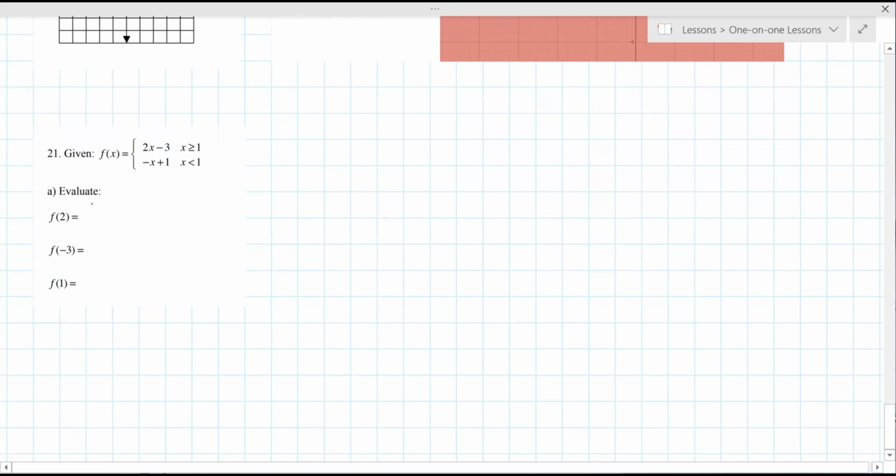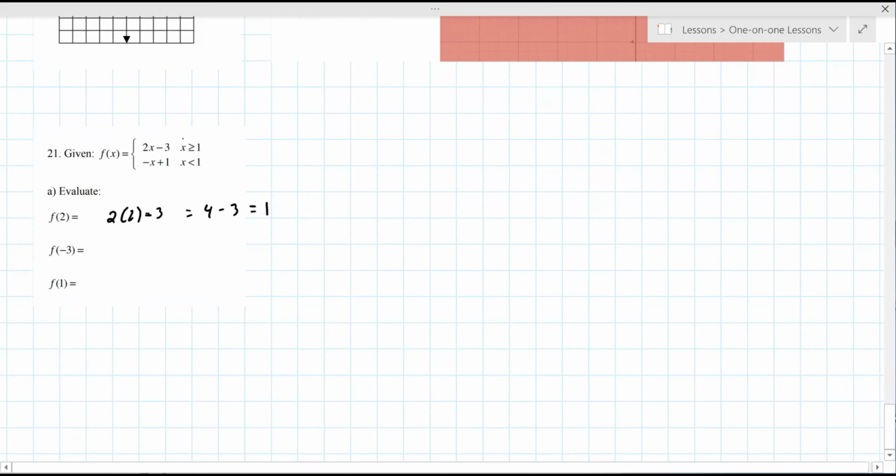So evaluate f of 2. So you go over here. This first one is good when x is greater than or equal to 1. This second line is good when x is less than 1. So is 2 greater than or equal to 1? The answer is yes. So use that top one. Use 2 times 2 minus 3, which is 4 minus 3, which equals 1.